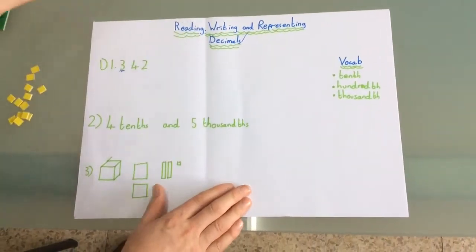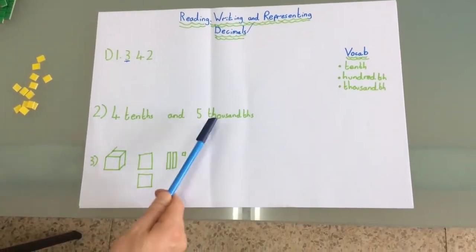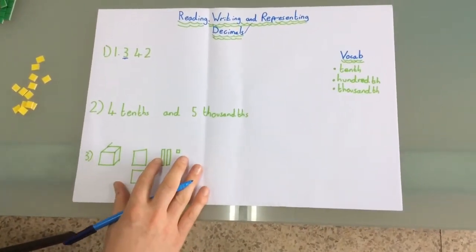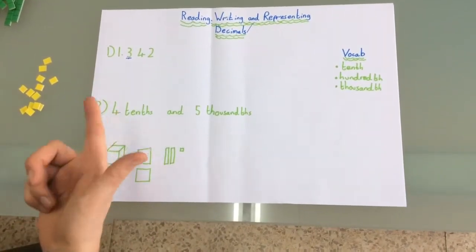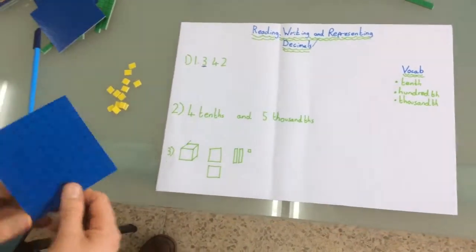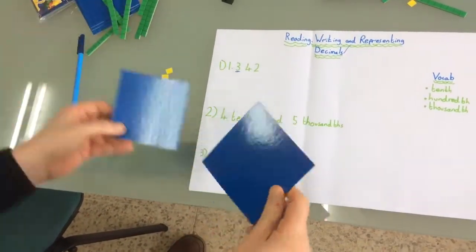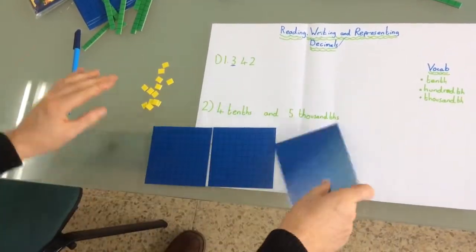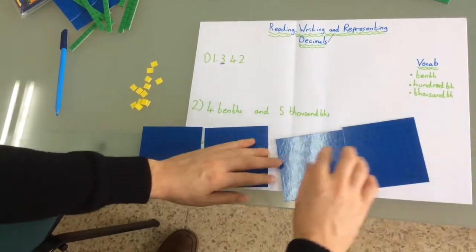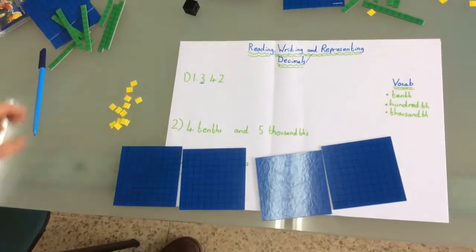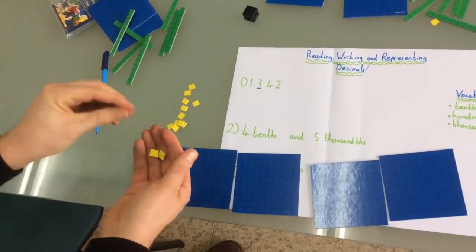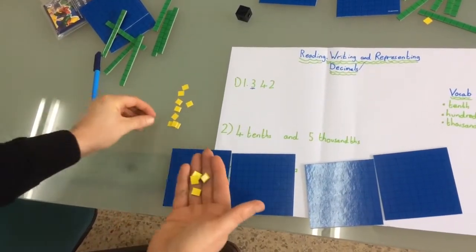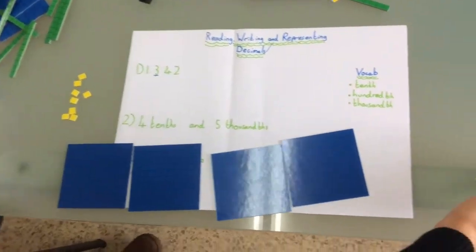Okay, let's look at the second example I've got for you. The second example is a number where I have 4 tenths and 5 thousandths. Let's make that first and then see if we can write it as a decimal. So 4 tenths. Remember I said these were tenths. So I've got 1, 2, 3, 4. And then I have 5 thousandths. Well, these are hundredths. So these are thousandths. So I have 2, 4, 5 thousandths.